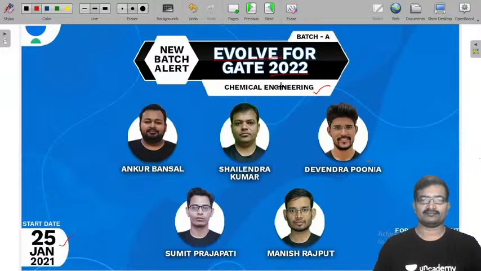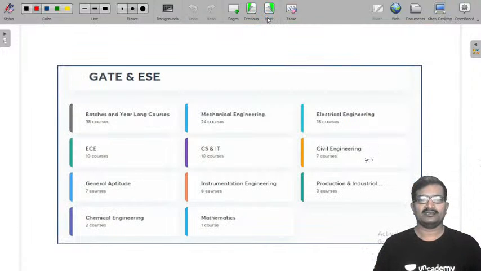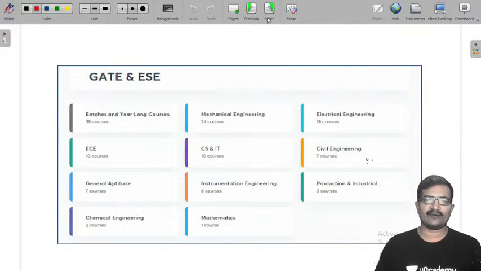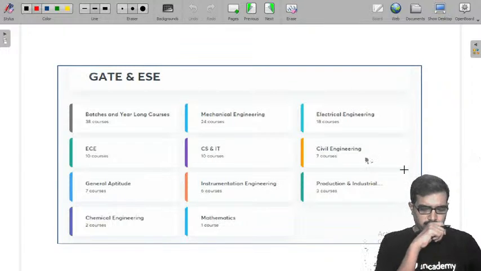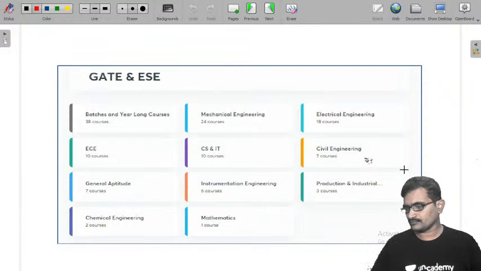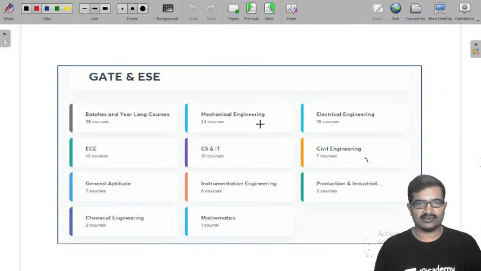Now, once we glance at the different engineering disciplines available in Unacademy for GATE and service examinations: first mechanical engineering, electrical engineering, civil engineering, production and industrial, instrumentation engineering, computer science and IT department, ECE, electronics and communication engineering, and last but not least, chemical engineering.